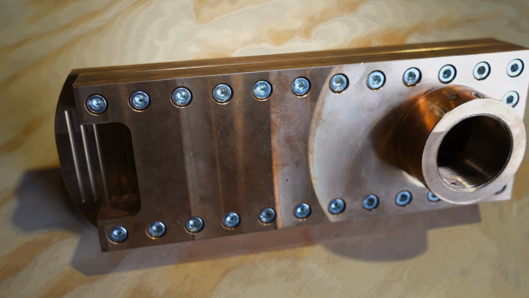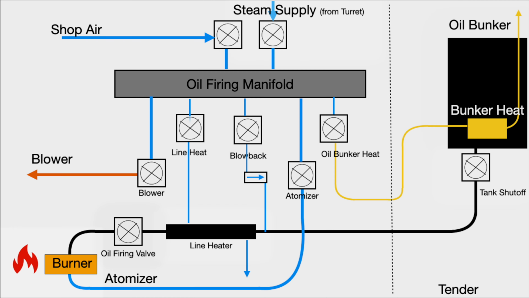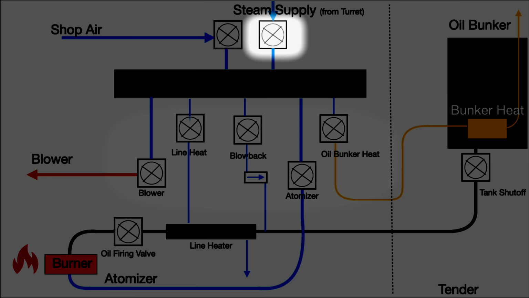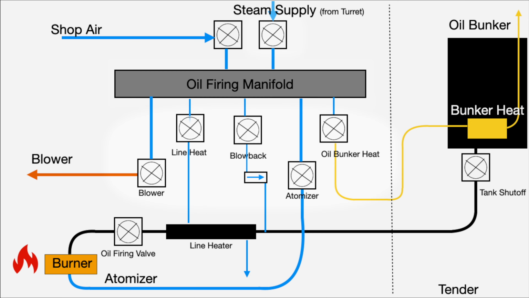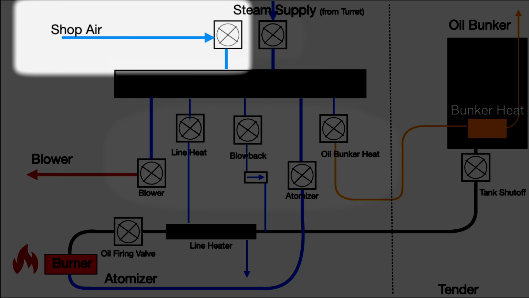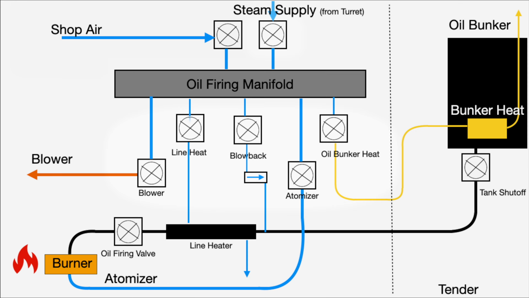The steam comes from the turret, which is located on the top of the boiler inside the cab, also called the fountain. There's a valve between the fountain and the manifold so that we can turn it off separately should we need. There's also a shop air connection that will be used to connect a large air compressor to the locomotive so that we have air pressure to fire the locomotive up in the morning before we have steam pressure.